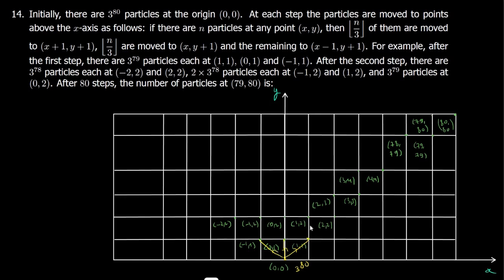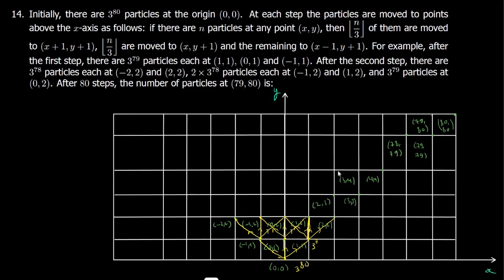Again, in the next turn, what will happen? Whatever particles are there on this place, 1/3 will go on top, 1/3 will go towards the top right, and 1/3 will go towards the top left. Similarly, whatever particles were here, 1/3 on top, 1/3 on top right, 1/3 on top left, and similarly, whatever number of particles were here, 1/3 on top, 1/3 on top right, and 1/3 on top left. And they have also given what is the number on each. For example, if you do 1/3 of 3 power 80, it will become 3 power 79 on each of these.